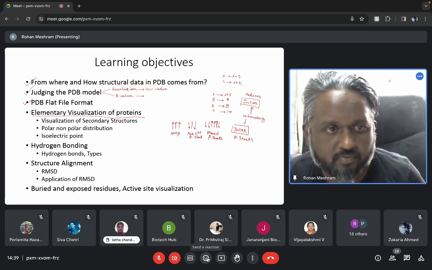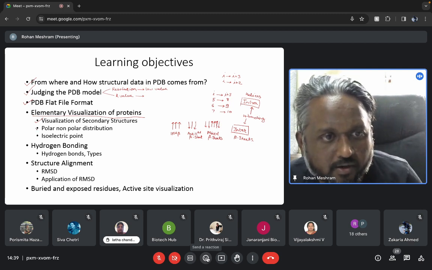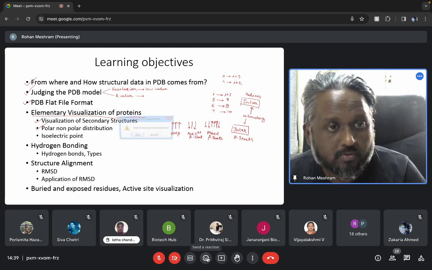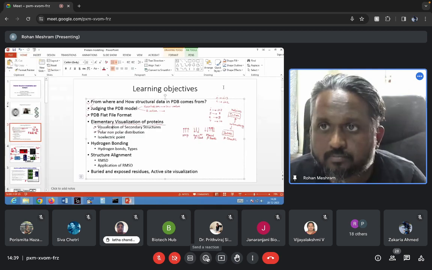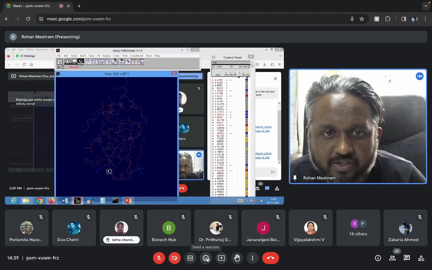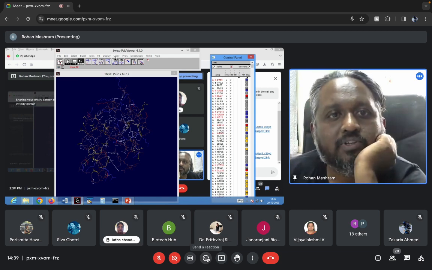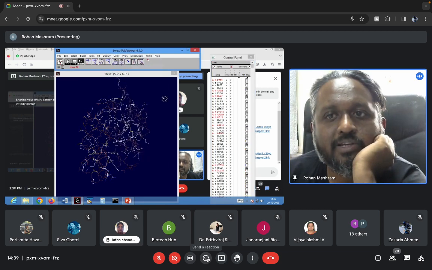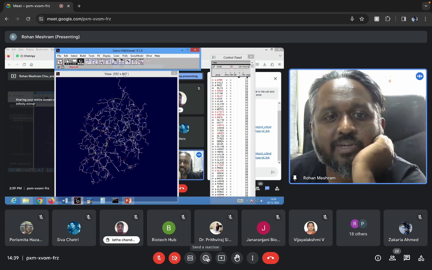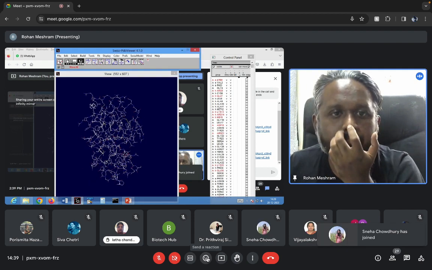Okay, visualization of secondary structures is done. We are also done with polar and non-polar distribution. Well now, if you have a structure given, a simple structure, right, and I would simply color by CPK, I would revert back to backbone and side chain and color it again by CPK. So this is your protein now, right?